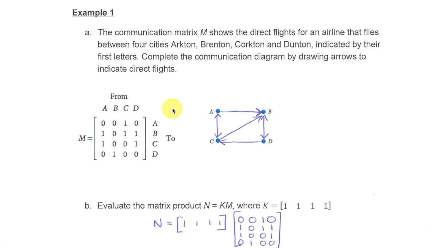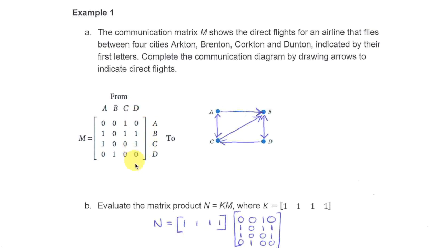So looking at this example, we have 4 cities, cities A, B, C and D, and we're considering direct flights to the other cities. So from city A, there is a direct flight to city B, and there is a direct flight to city C. If we consider from city D, we've got no direct flight to A, a direct flight to B, a direct flight to C, and none to D.